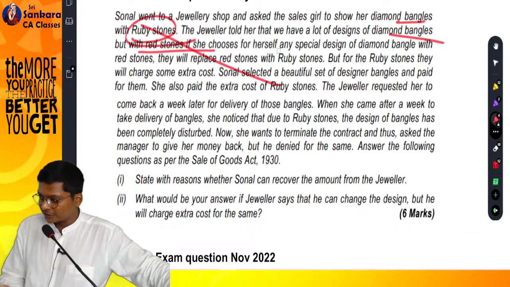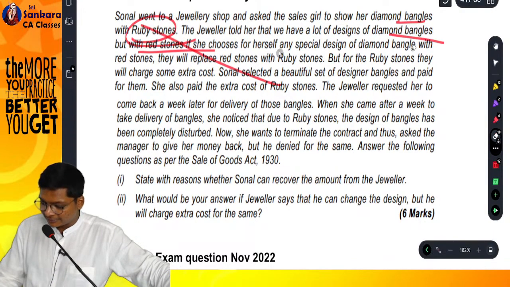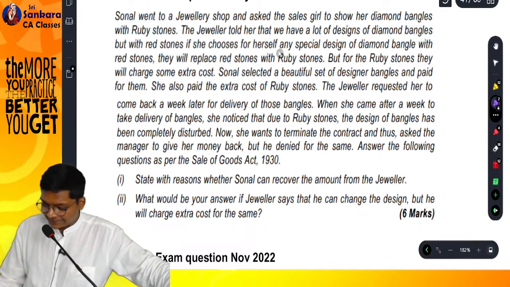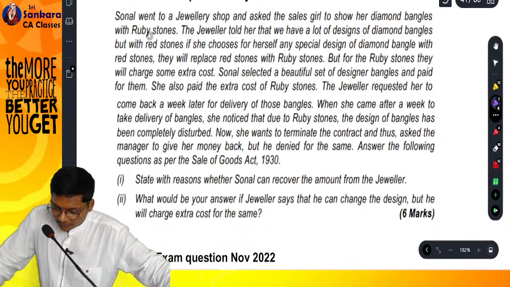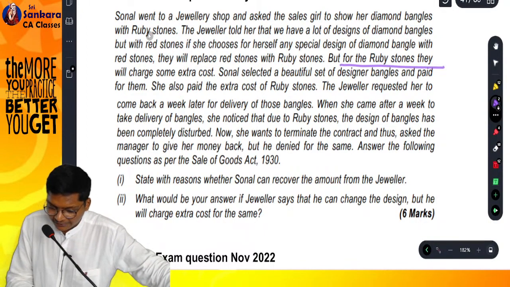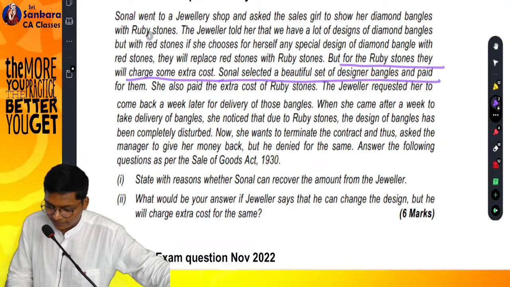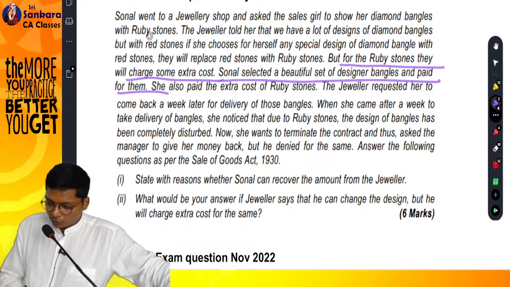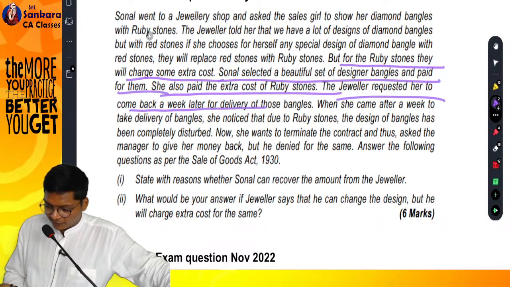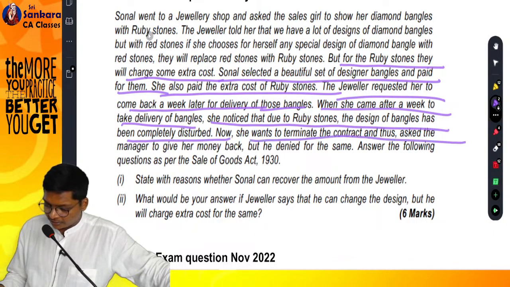Another similar question. I'm just seeing if it is fully the same. Read the whole question, guys. But for the ruby stones, they will charge some extra cost, so she paid extra for them. The jeweler requested her to come back after a week for delivery. When she came back after a week, the same bangles had been completely disturbed. Now she wants to terminate.